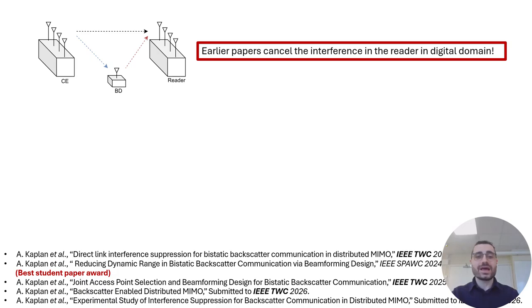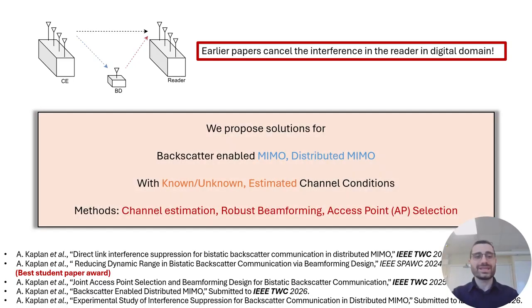Earlier studies addressed this problem in the digital domain in the reader, but by then the damage is already done. Instead, we reshape the transmitted signal and avoid blinding the reader. Our proposed solutions are for generic system models and channel conditions, and we provide channel estimation, robust beamforming, and access point selection.